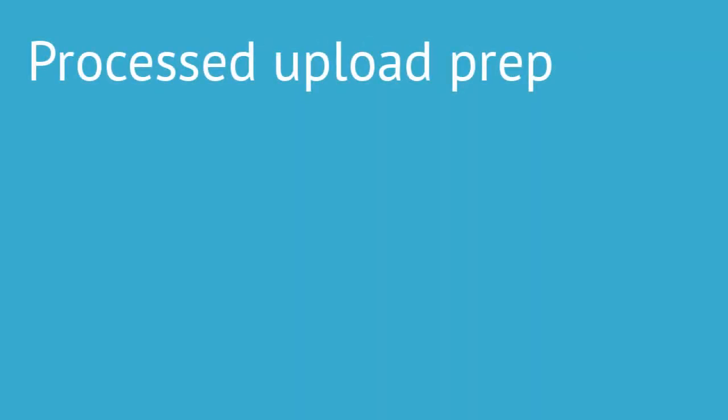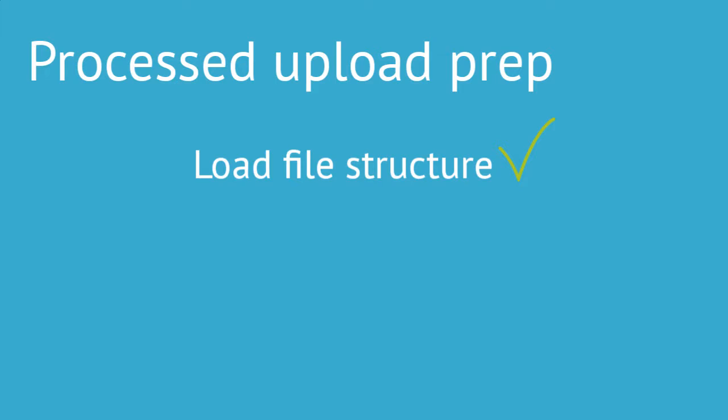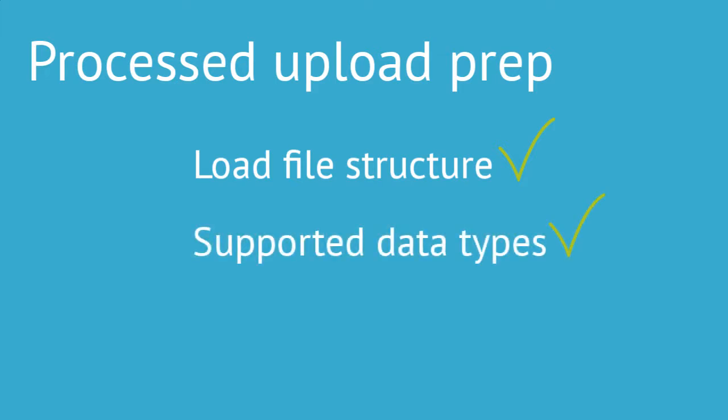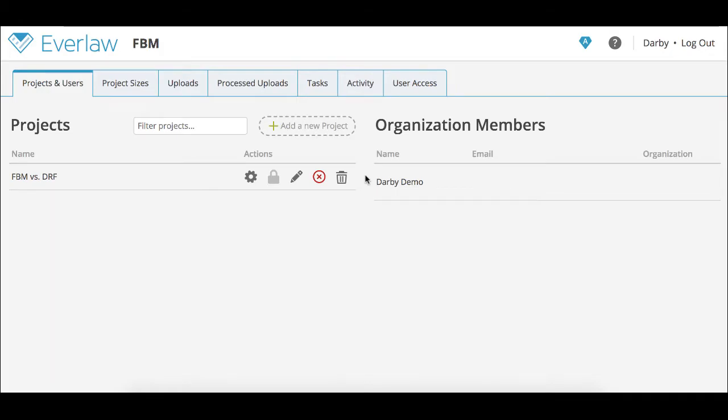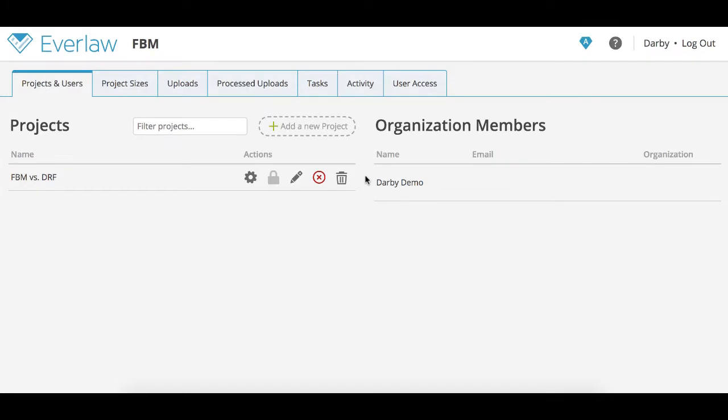Once you have ensured that your load file is properly structured and you are uploading supported data types, you're ready to initialize your upload. To begin your processed data upload, go to the Organization Administration page. Navigate to the Uploads tab and click Add a new upload.